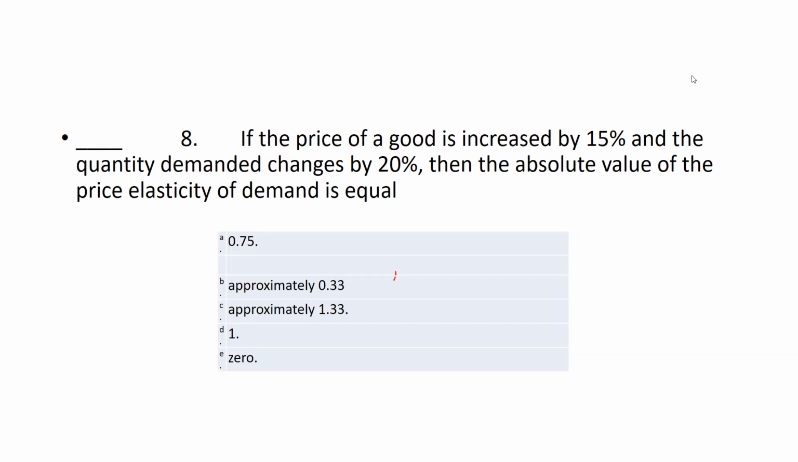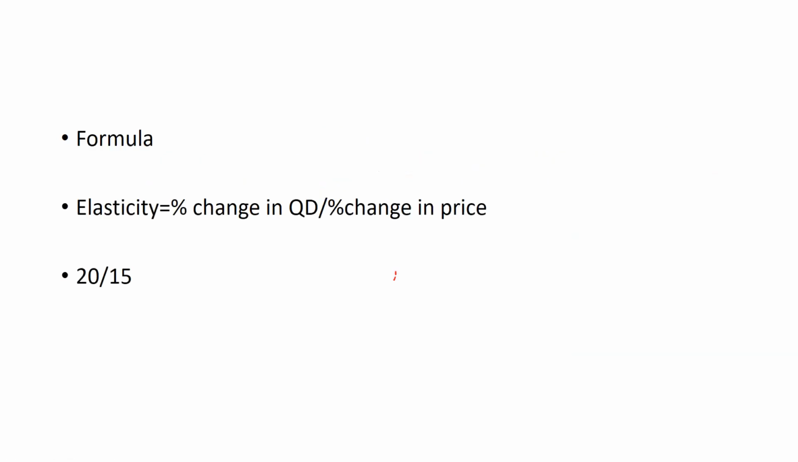Okay, 1, 2, 3. What do we have? All right, we got C's again, and that would be percentage change in quantity demanded over percentage change in price. 20 over 15 is 1 1/3, 1.33. That would be an elastic good because it's greater than 1. They didn't ask that, but just throw that in.